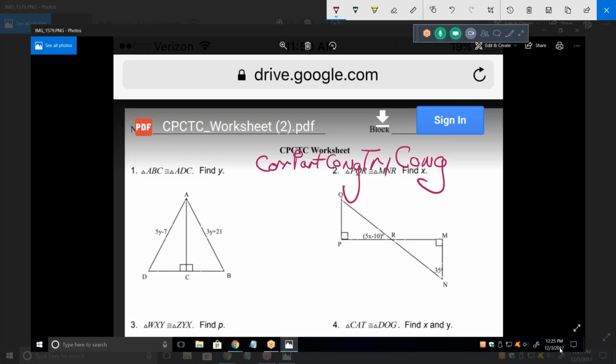In other words, in this case here, let's look over on the left. We're using it more on the one on the left. That's the corresponding part of the triangle on the left. That's the same corresponding part of the triangle on the right. Corresponding parts of congruent triangles, that triangle is congruent to that triangle, are congruent or equal. So you end up with 5y minus 7 equals 3y plus 21. So that's what the CPCTC means. Corresponding parts of congruent triangles are congruent.